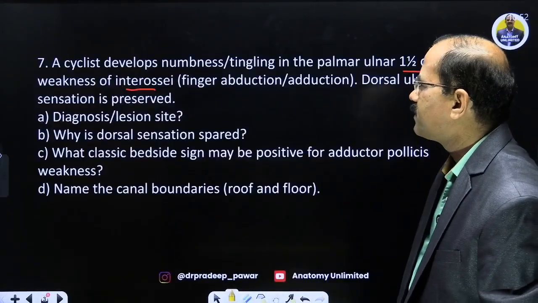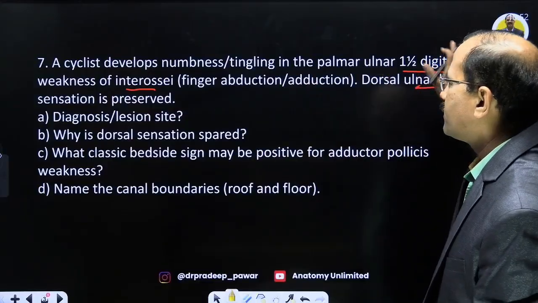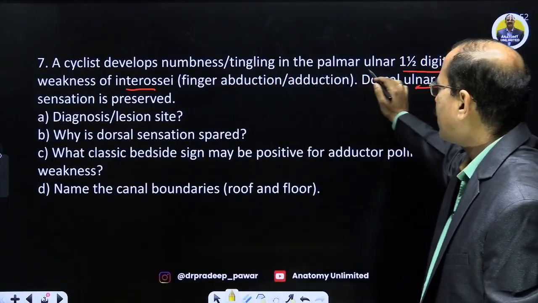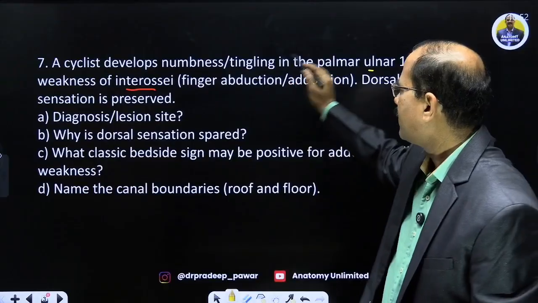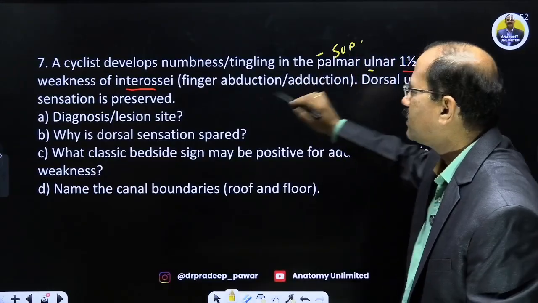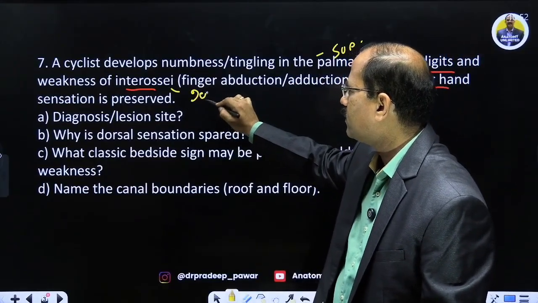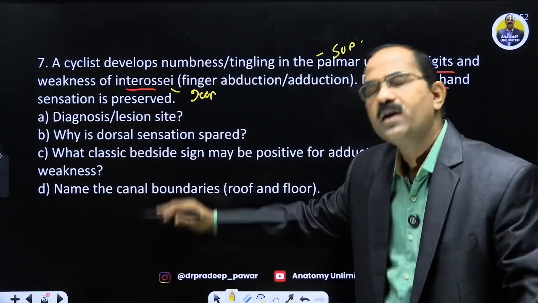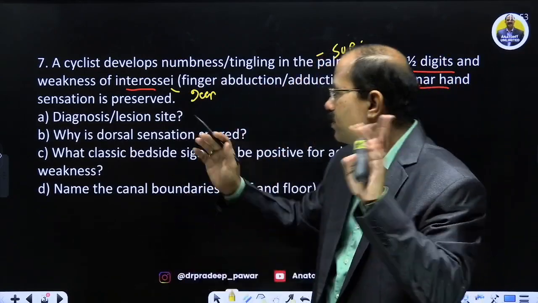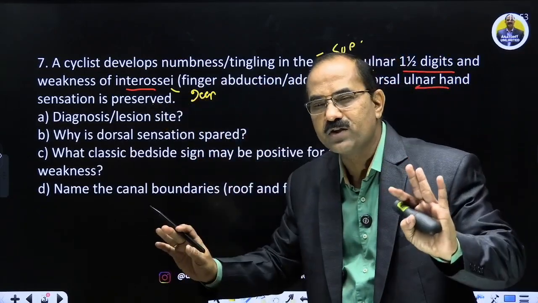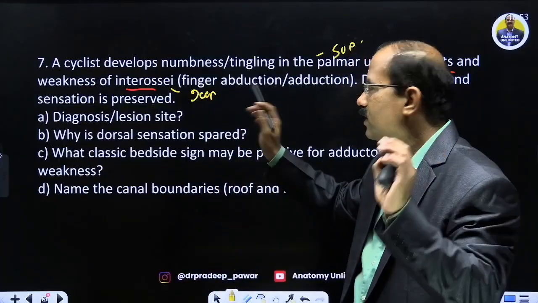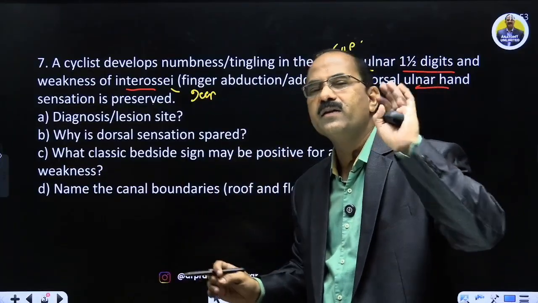Have a look at this. A cyclist developed numbness and tingling in the palmar aspect and interossei weakness. Which is this? Superficial branch. Which is this? Deep branch. So superficial and deep branches are involved. Where is the ulnar nerve injured? Plus, the dorsal aspect sensation is preserved. So where is the ulnar nerve injured? In the Guyon's tunnel.